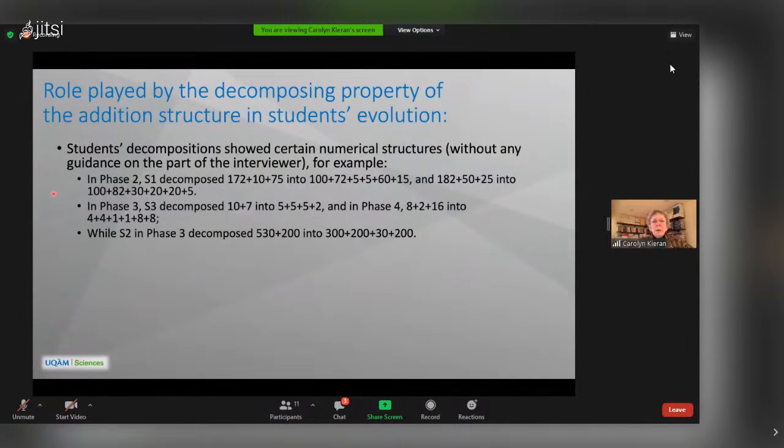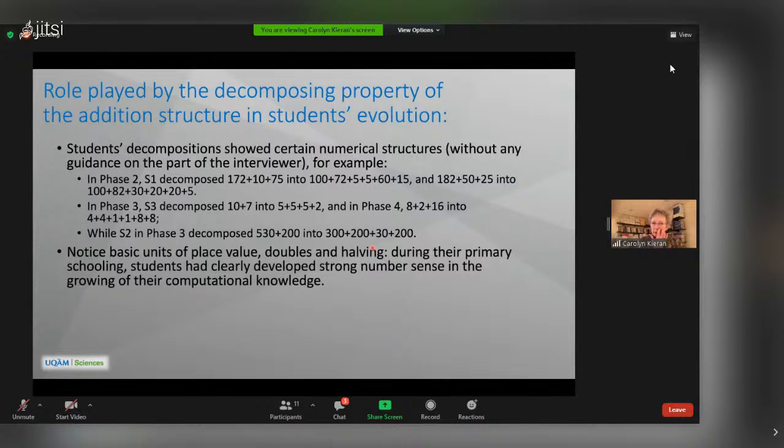What was the role played by the decomposing property in students' evolution? Students' decompositions showed certain numerical structures. Note the way student 1 decomposed this expression this way. Or in phase 3, student 3 decomposed 10 plus 7 as follows. And in phase 3, student 2 decomposed this expression as follows. Note the basic units of place value, doubles, and halving.